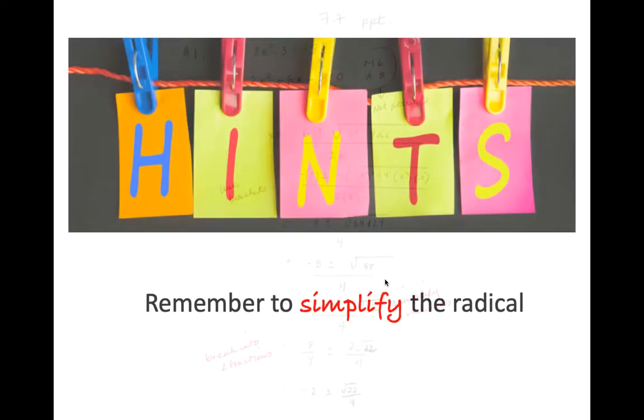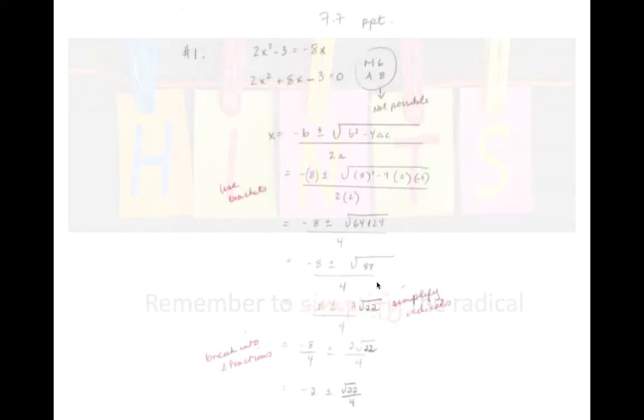Now, at this point, let me go back one. At this point, I need to simplify the radical. Now, I know that this radical is 4 times 22. 4 is a perfect square, and when I pull it outside, it becomes a 2. That leaves me with a 2 outside and a 22 inside.